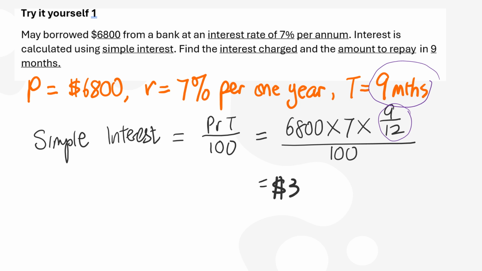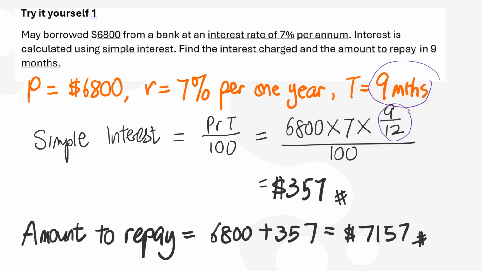And using a calculator, the values will come out to be 357. But this is just the interest charged only. The total amount to repay will be 357 plus your principal sum, which is 6,800, and the total amount of money payable will be 7,157. Right, so I hope you've got the answer.